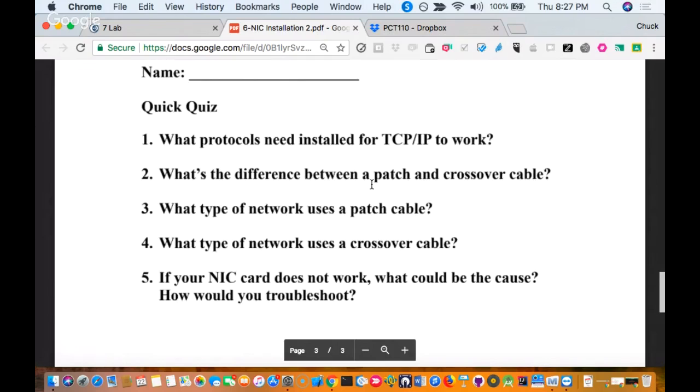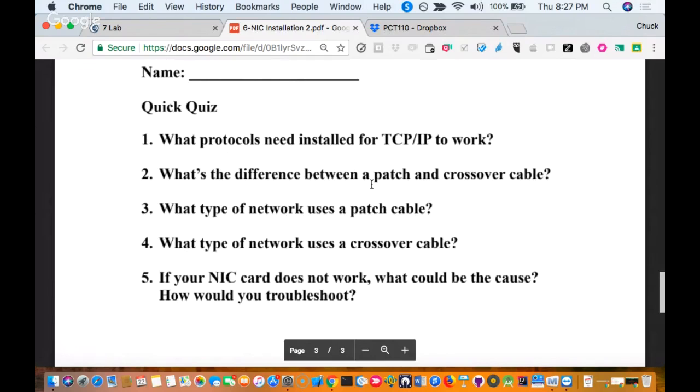And then if your NIC card, we talked about this a little bit before we started the lab, I gave you a couple examples. If your NIC card does not work, what could be the cause? Not seated well was one. What's another one? We talked about this in the reading, some of the requirements needed for a NIC to work. Maybe the drivers. Yeah, the drivers. What else? Protocols is one as well. They're not installed. File and print services, Microsoft networking.